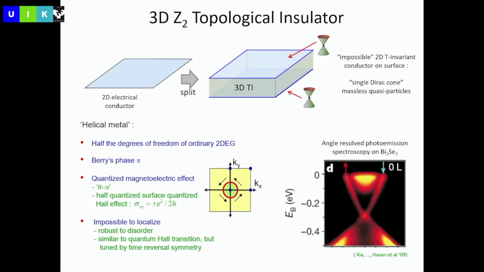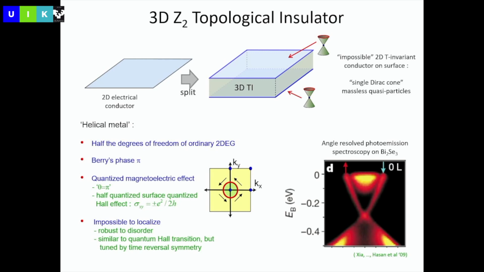Yeah, I do want to say one more thing about the topological insulator, the three-dimensional version. All I want to say about this is that again, it's a version of splitting the indivisible. Here the impossible thing at the surface is having a two-dimensional massless Dirac cone with just a single Dirac cone. That's half the degrees of freedom of an ordinary electron gas that has up and down spins, and this is impossible for a purely two-dimensional time reversal invariant system.